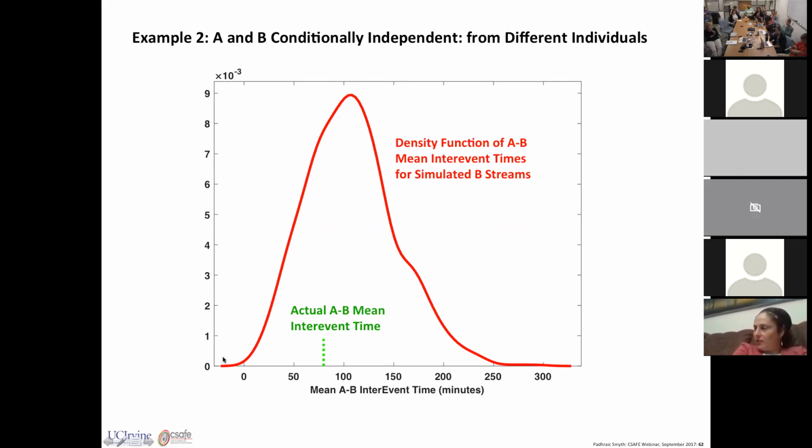There shouldn't be any negatives down here. This is just the way the kernel density estimation was done.